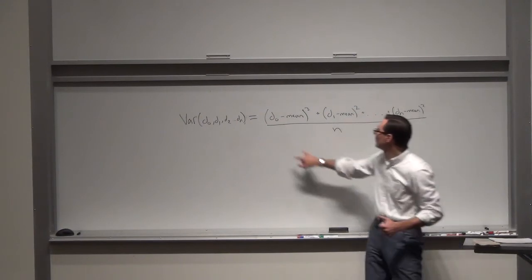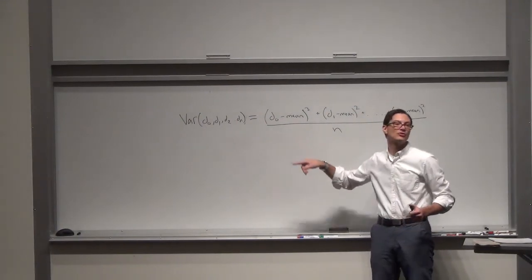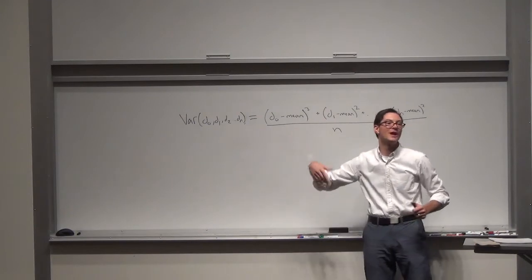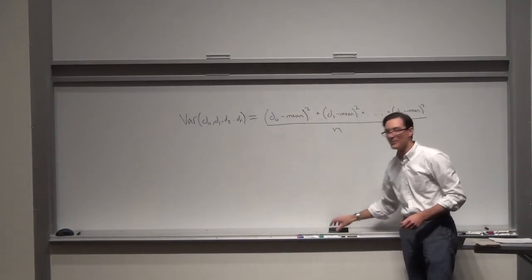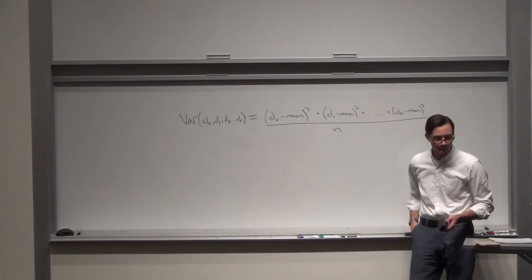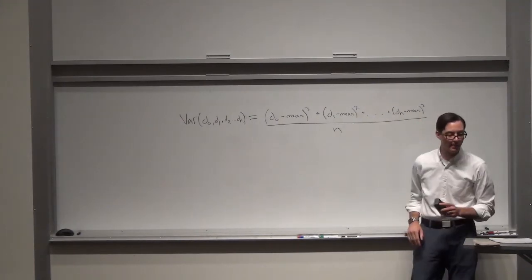So remember, the variance is the average squared distance from the mean. And when you do an average, you always divide by n. Fairly straightforward when I put it like that, but you want to keep that in mind.